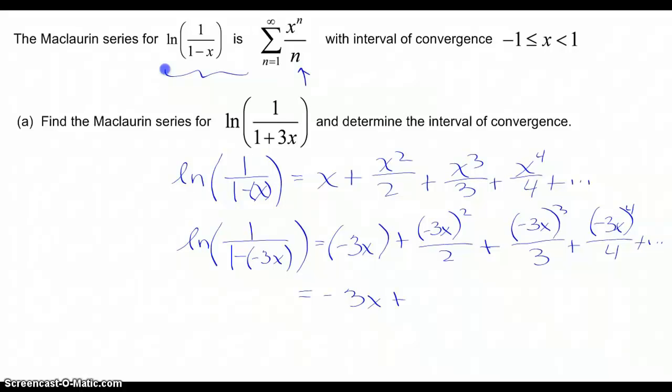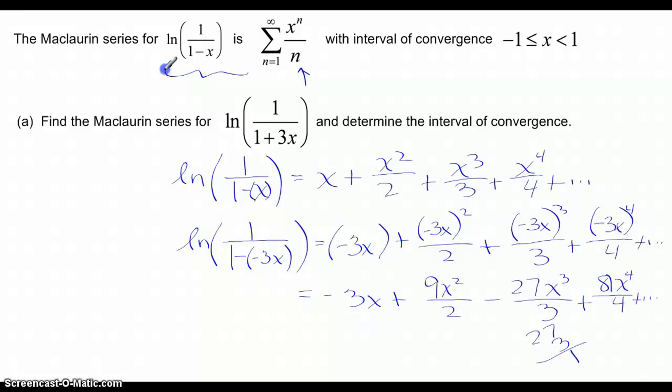Negative 3x plus 9x squared over 2 plus, actually that will be a minus 27x cubed over 3 plus 81x to the 4th over 4 plus... So there we are. There is our Maclaurin series for that new function. Now we want to know the interval of convergence.